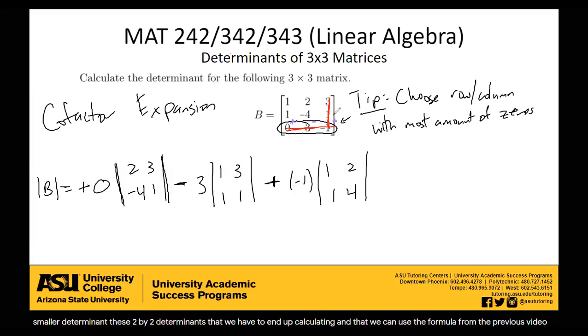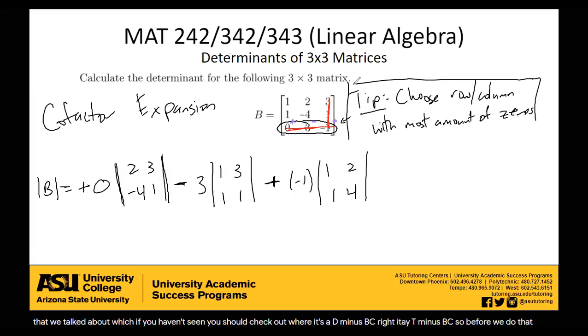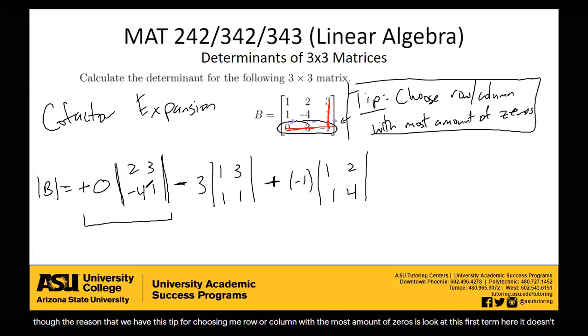Before we do that though, the reason that we have this tip for choosing the row or column with the most amount of zeros is look at this first term here. It doesn't actually matter what this determinant ends up being because we're multiplying by 0 anyway. So whatever that determinant is doesn't matter. When you multiply by 0, the whole term becomes 0 anyways. That's why choosing the row or column with the most amount of zeros is so useful. It saves you work. You don't have to calculate that determinant anymore.